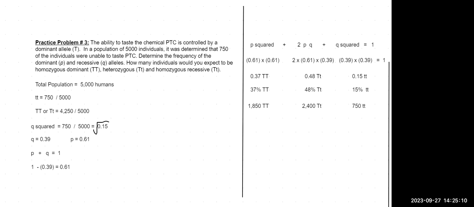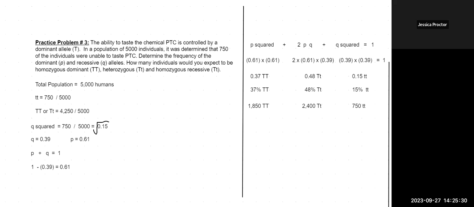Okay, so we check our work. We know that 0.16 plus 0.48 plus 0.36 has to get us back to 1, and it does. And we know that 16% plus 48% plus 36% has to get us back to 100% of the population, which it does. Okay, so we know we did it correctly.